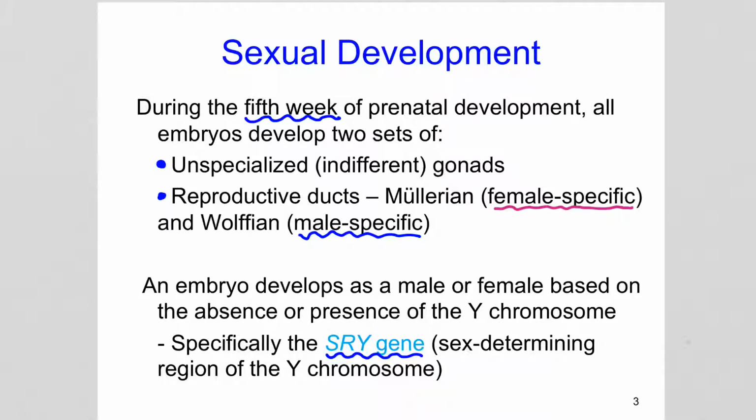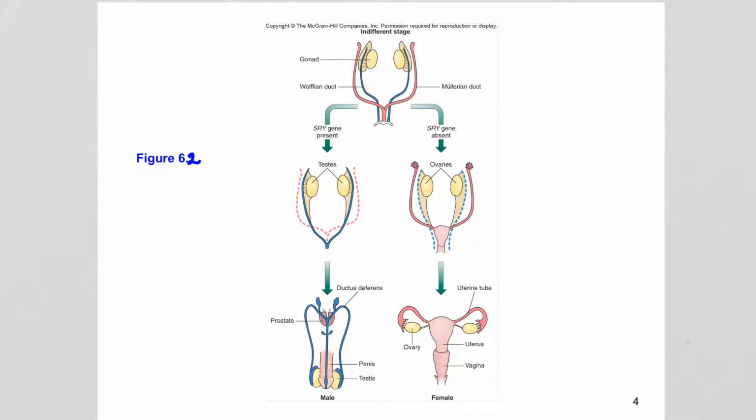If that SRY gene is absent, so those hormones simply aren't produced, that causes our individual to move along the female developmental pathway. And on the next slide, we'll see an image of this. So this is figure 6.2 from your text, and it shows visibly these different pathways of development that I just described on the previous slide in a verbal approach.